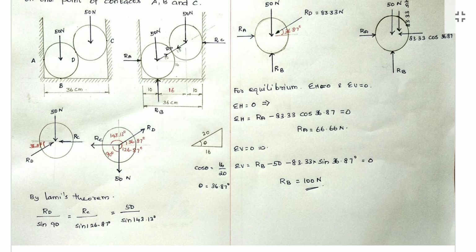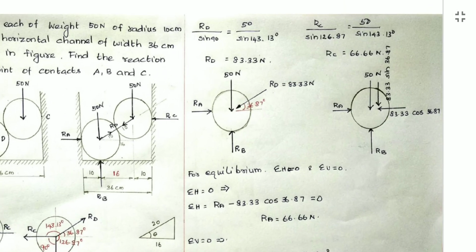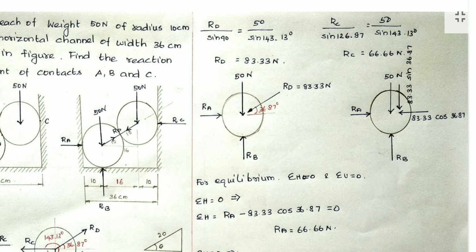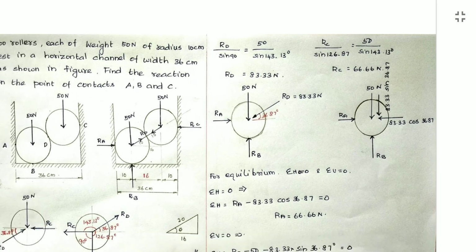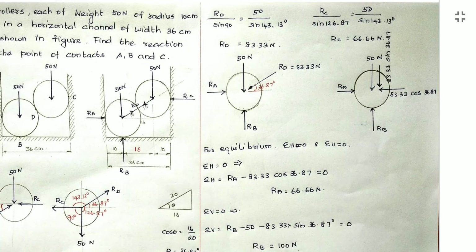Now we can equate first and last, and also second and third. While equating first and last, we got the value of RD. When equating second and third terms, we got the value of RC as 66.6 Newton. So for the first roller, the top roller, the unknown values we found.